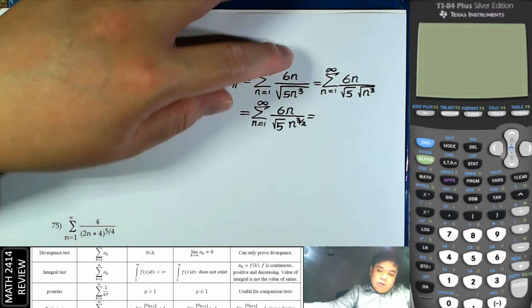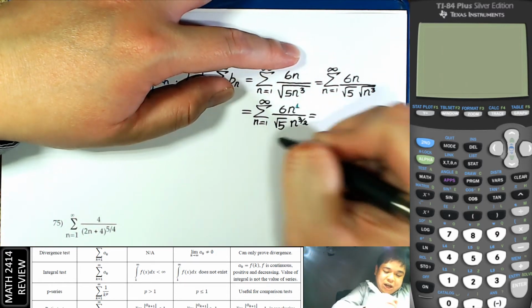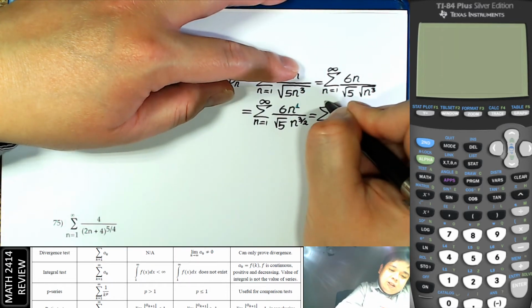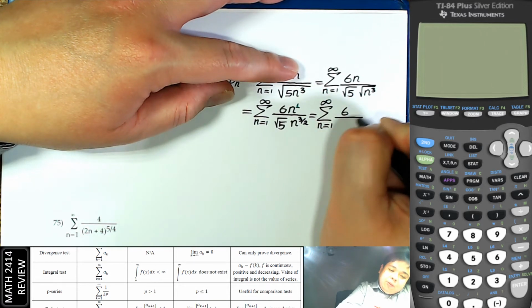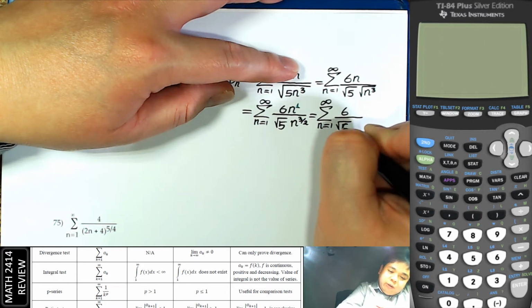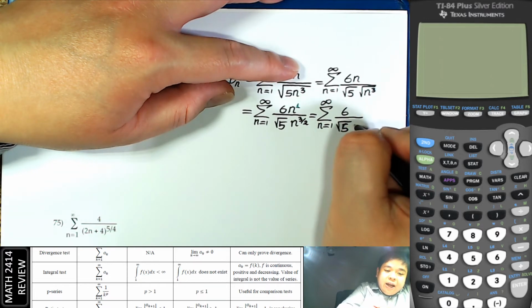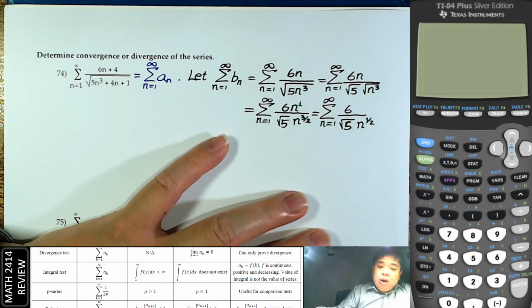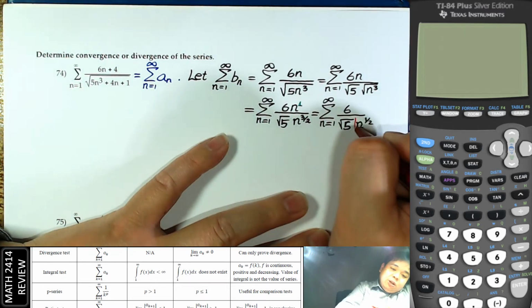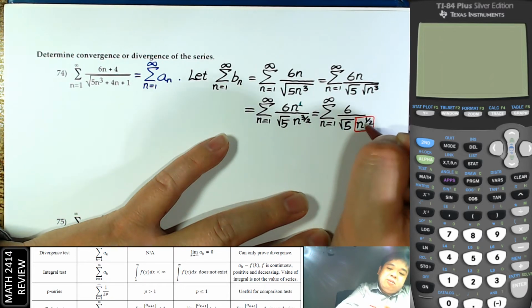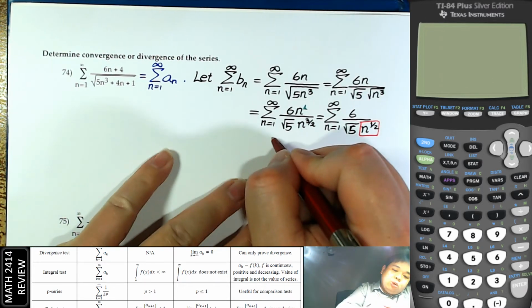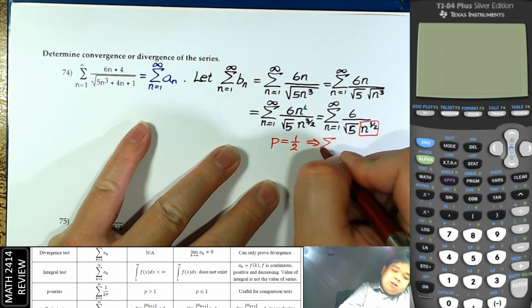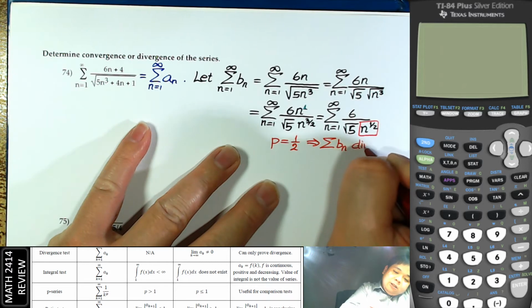By default, this is to the first power. So if we cancel out the n, one n from the top, one n at the bottom, what we have is 6 over square root of 5, n to the 1/2. Now, the 6 over square root of 5 doesn't really do anything to the series. What is important is this term, and that is a p-series when p is equal to 1/2. So b sub n diverges.